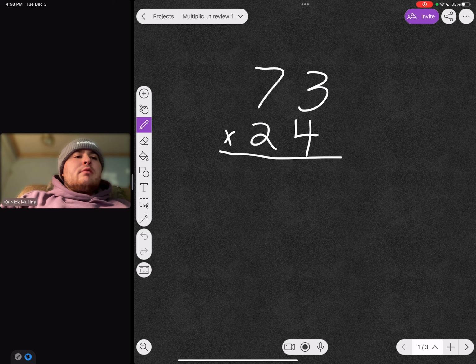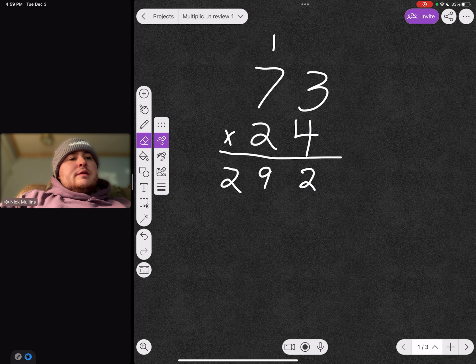All right, let's do one more. Okay, we got 73 times 24. So again, I'm going to start with the 4, multiply it by the 3, and then multiply it by the 7, and regroup when we have to. So 4 times 3 is 12. Keep the 2, carry the 1. 4 times 7 is 28. 28 plus the 1 that we carried is 29. First partial product is 292. So I'm going to erase my 1. Going to drop my 0 to hold my place.